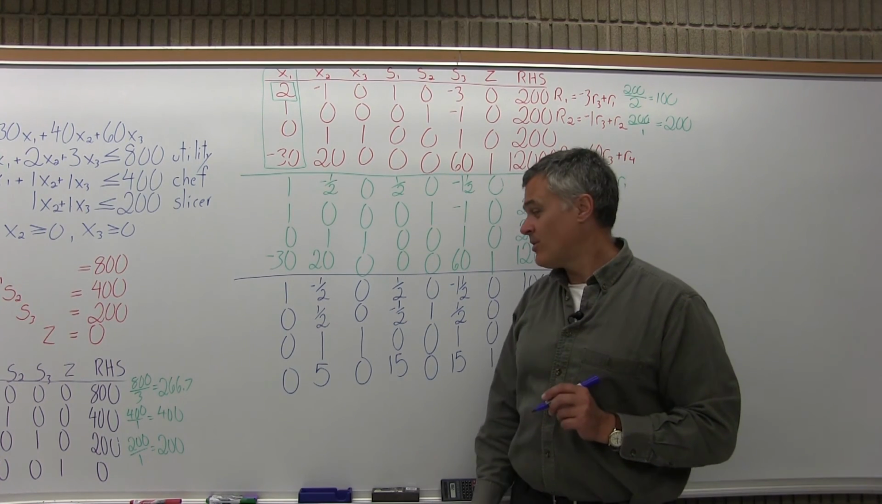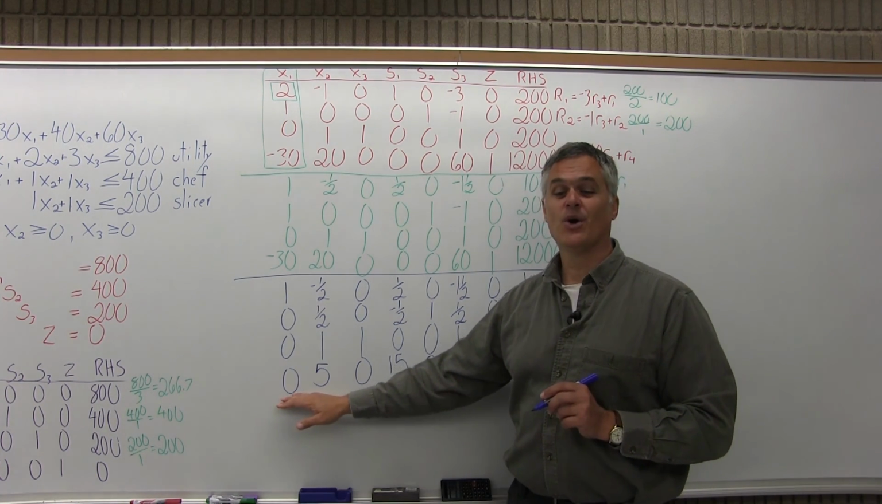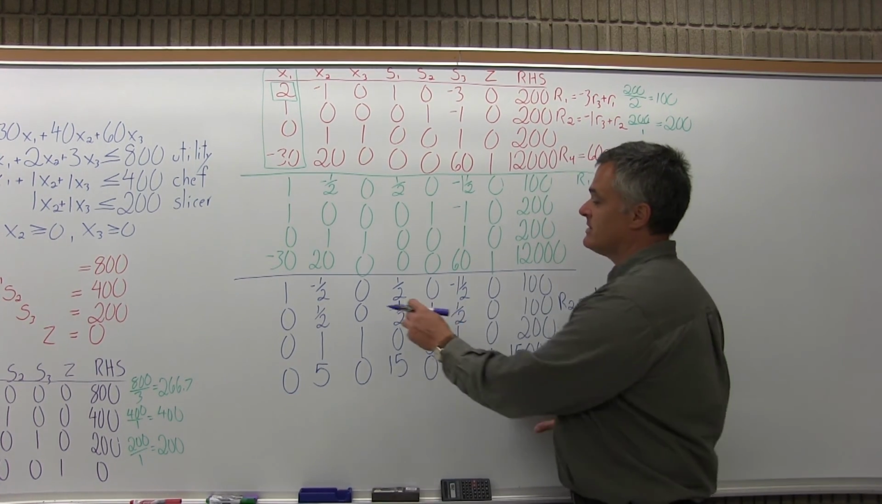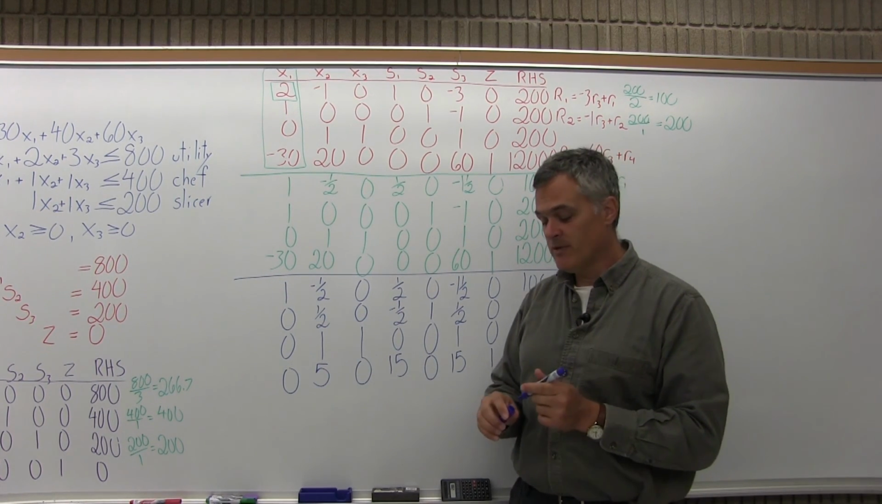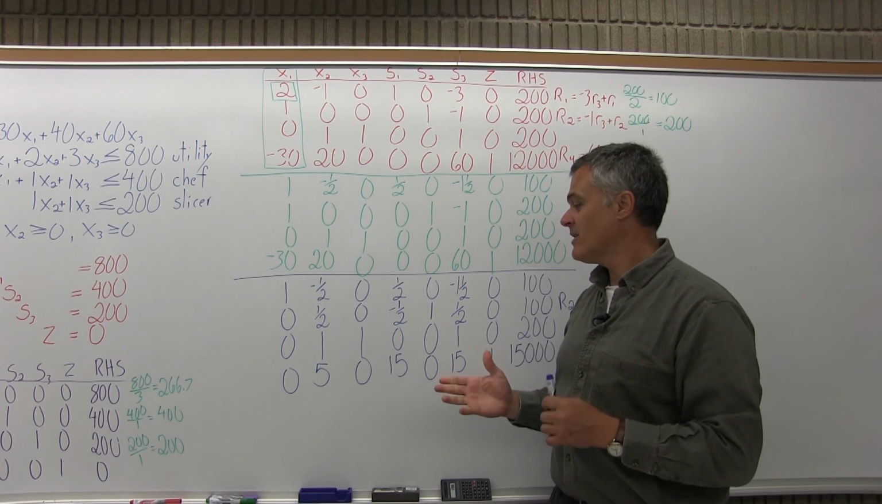Now when I look at the bottom row, very happy to see no negatives. There are some negatives in other places, but there are no negatives in the bottom, which means there's no pivoting left to do. So I found the maximum.